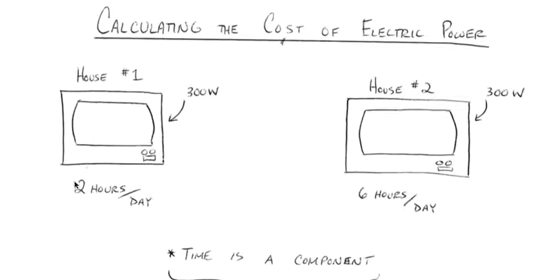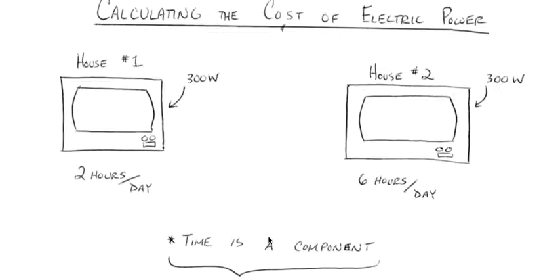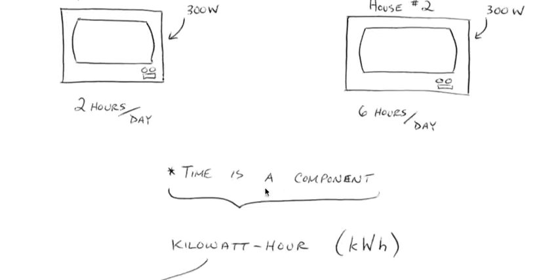In one household, they use it for 2 hours a day. In the other household, they watch it for 6 hours a day. And the main key here is that since time is a component, there's a difference in the amount of use in each house. Obviously, that has to be incorporated into our calculations. And power companies use what's known as a kilowatt hour. So you basically take the power rating of your device, multiply it by how long you've used it, and that's how you get this kilowatt hour.